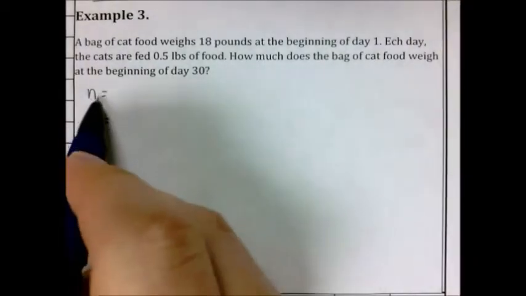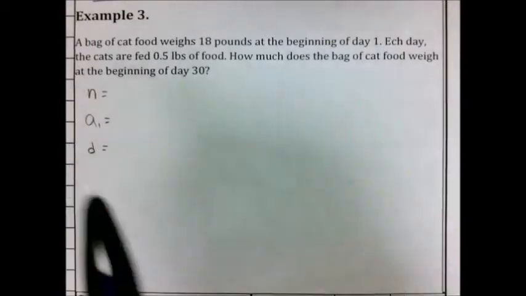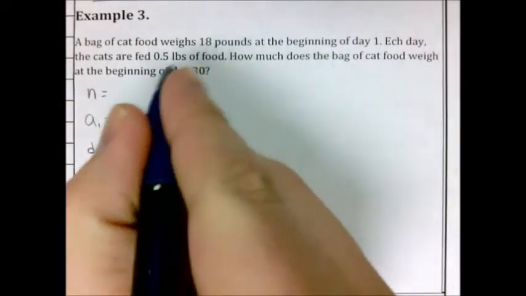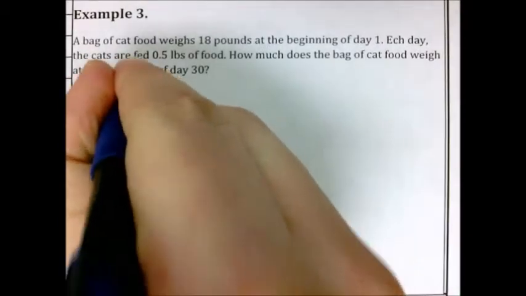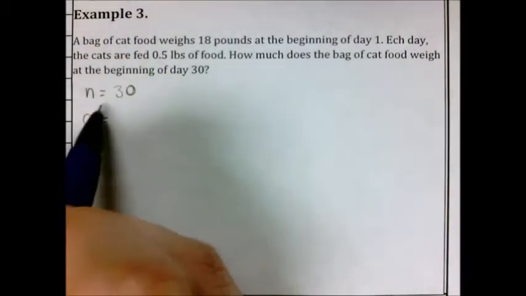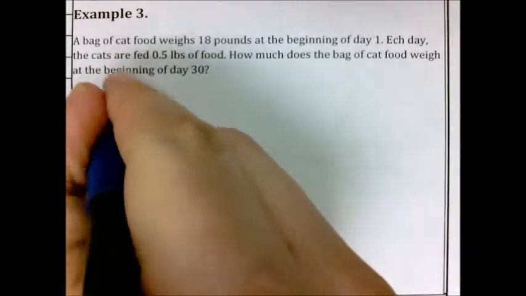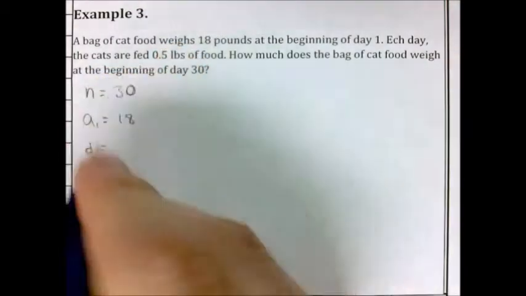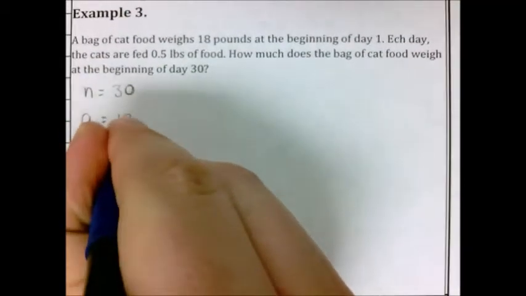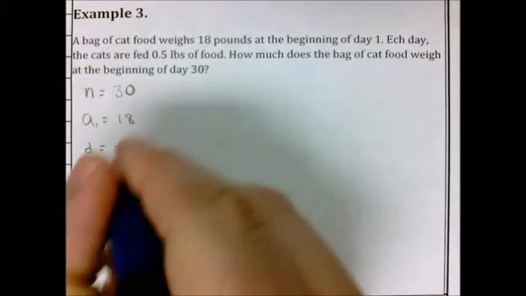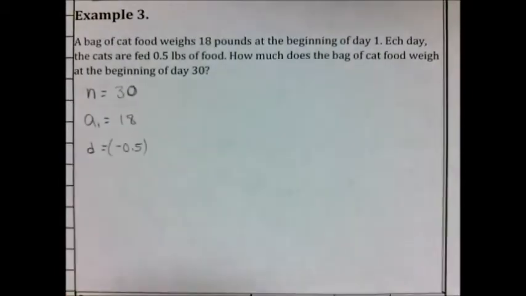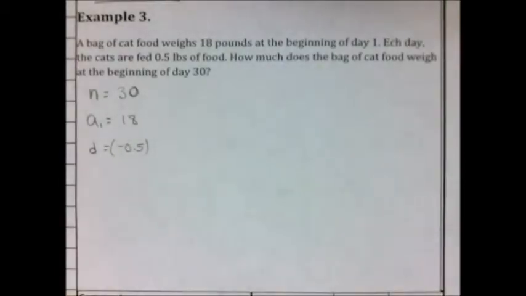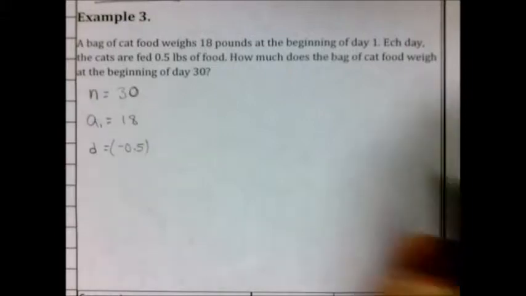Okay, so n, remember n is the term that we're trying to solve for, and we were trying to solve at the beginning of the 30th day. So n would be 30. a sub 1 is our first term, which we know is 18. And d is our common difference, and we see that our common difference is a negative half, 0.5 every single time, right? So now all we're doing here is plugging that into the formula that I gave you guys.